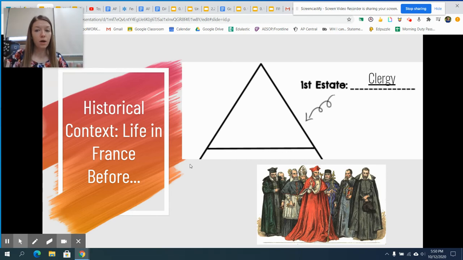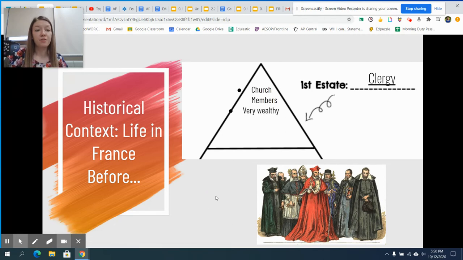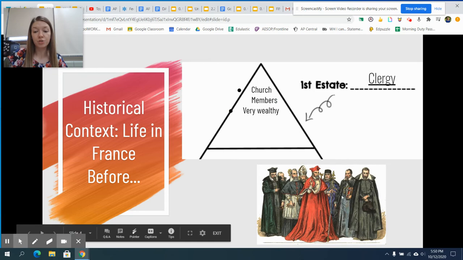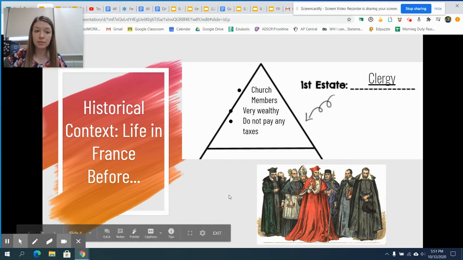Now, below the king and queen, starting in our first estate, we have the clergy. And this is going to be the estate at the very, very top. These included church members. They were very, very wealthy. As you can tell from the picture, I know they look kind of strange, but they're dressed very well. They have a lot of money, because remember, the church at this time is what is really in control. Not only are they very wealthy, they also do not pay any taxes. So they get to keep all of that money.